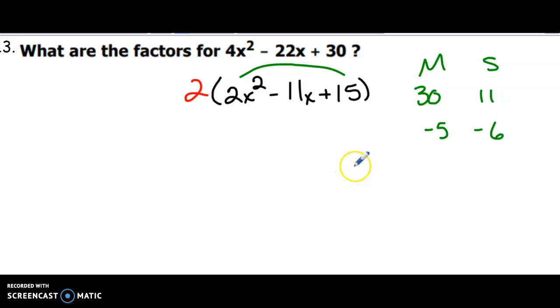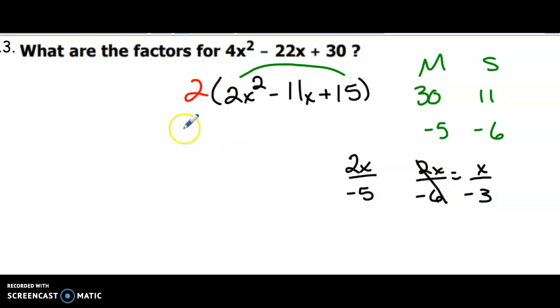So I come back over here and I take 2x, I divide by negative 5, and 2x, I divide by negative 6. This reduces to x over negative 3. Bring down my GCF, and then I write my two factors, 2x minus 5 and x minus 3. Now it's factored.